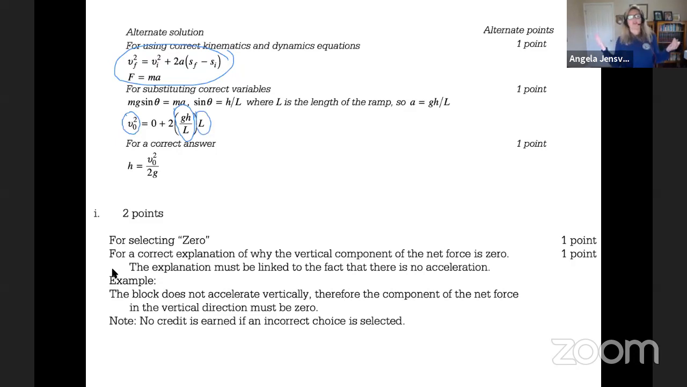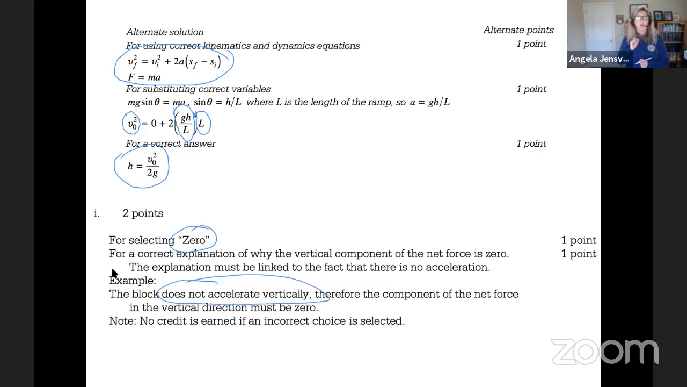You can call the length of the ramp whatever you want. It's going to cancel anyway, right? And then 1 point for the correct answer. As for the other one, you got 1 point for selecting 0 and 1 for a correct explanation. So does not accelerate vertically.